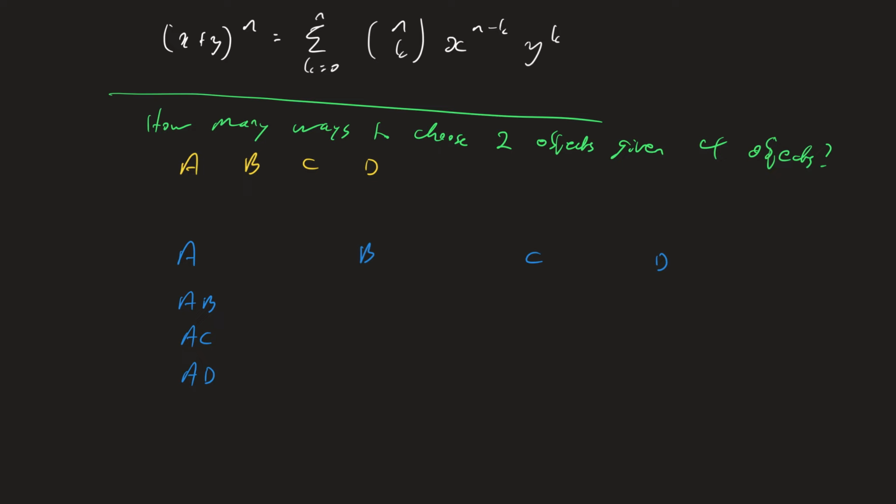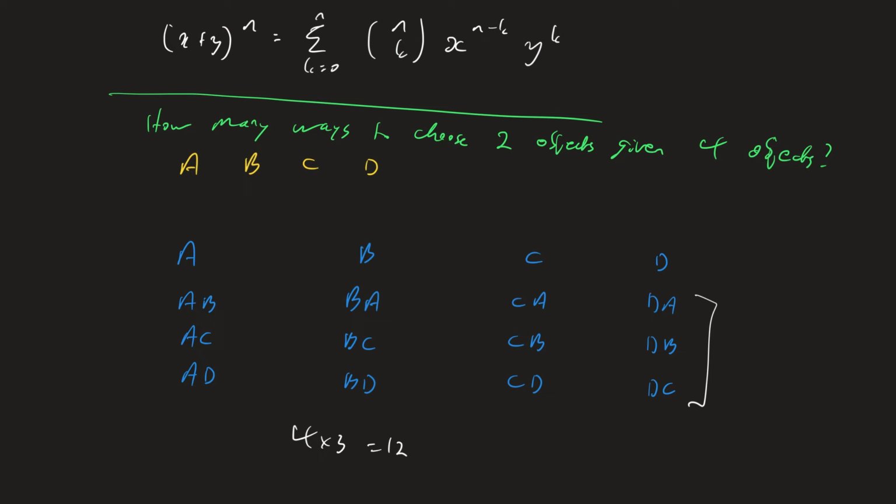Similarly, if B was the first object I chose, my second object I could choose either A, or C, or D. If C was the first object I chose, then A, B and D are remaining, so I might end up with CA, or CB, or CD. Finally, if D was the first object I chose, then I might end up with DA, or DB, or DC, and these are all my possibilities. We immediately see that there are 4 times 3, or in other words 12 outcomes that are possible.